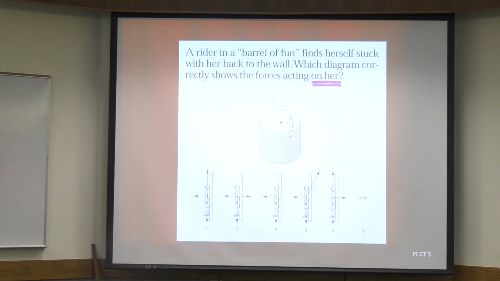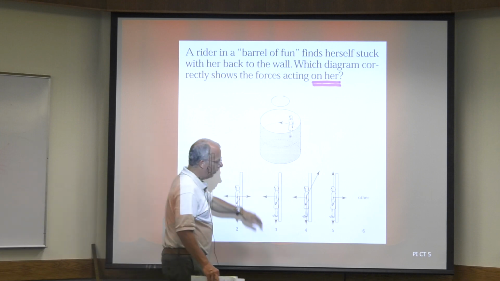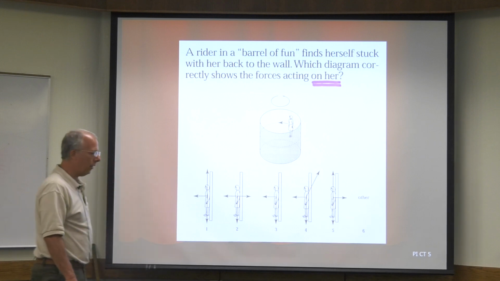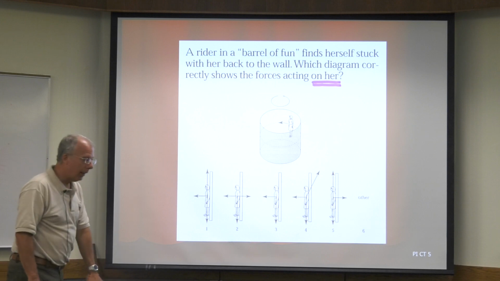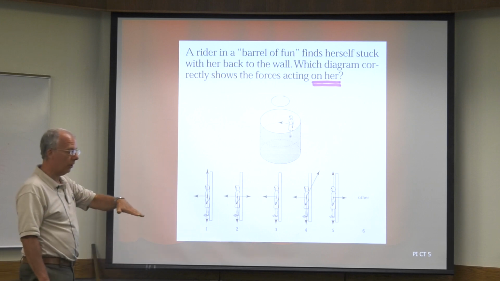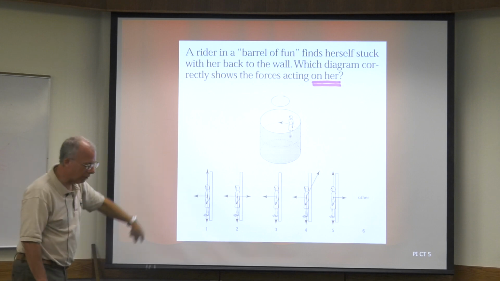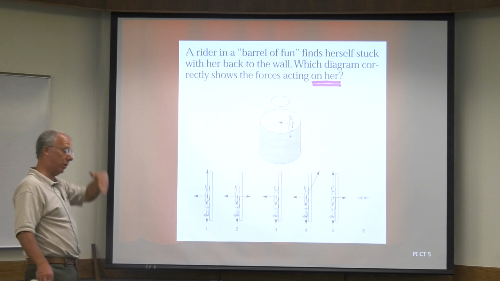Okay, here's a really nice question. A rider in a barrel of fun finds herself stuck with her back to the wall. I don't know, they actually have these crazy things. There's a cylinder, and you stand with your back touching the wall of the cylinder. There's a floor, and then they raise you up, the whole cylinder moves up high, and then you start spinning it. And when it's at a certain speed, the floor drops out, so you can actually see the ground below you. And you don't fall, you don't slide down, okay?